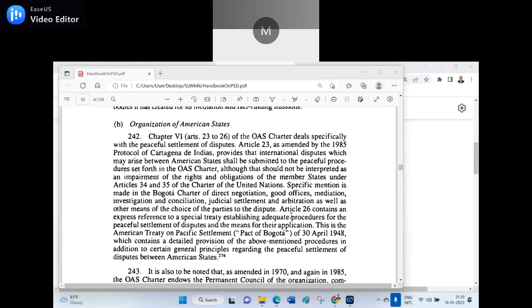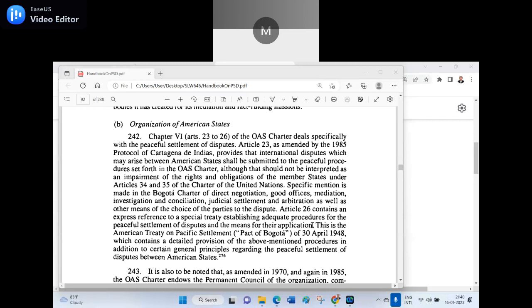So Article 26 contains an express reference to a special treaty establishing the adequate procedure for the peaceful settlement of disputes and the means of their application. What is our motto? Our motto is peaceful settlement of disputes without encroaching on state sovereignty. Is it clear? Say, unmute and say, is it clear? Yes, clear. Appreciate. So this is the American Treaty on Peaceful Settlement.